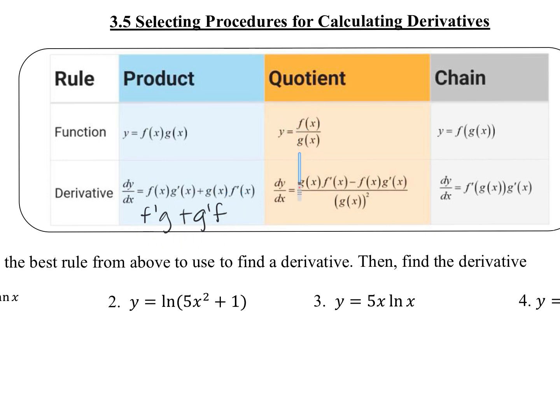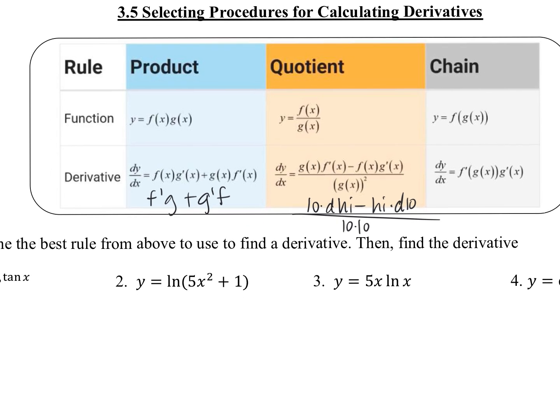Then if you've got a function divided by a function, what did they do here? Low d high. If it helps you to write that this is actually low d high minus high d low, all over low low, you can. But if you're like, I'm good, don't worry about it.